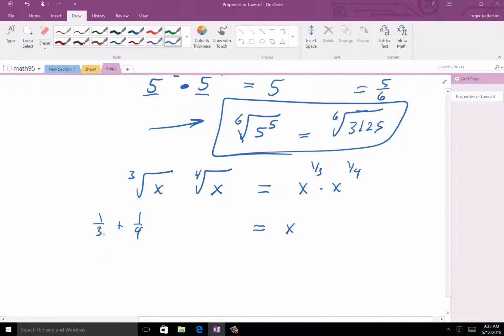12 is my winner there. How many 12ths is going to be 1/3? 4, right? How many 12ths in 1/4? 3. So what's my power going to be here? 7/12. Oh! Seriously? There's such a thing as a 12th root? Oh my goodness. There we go.